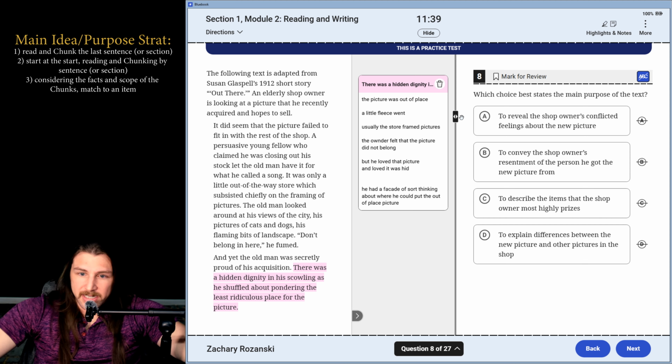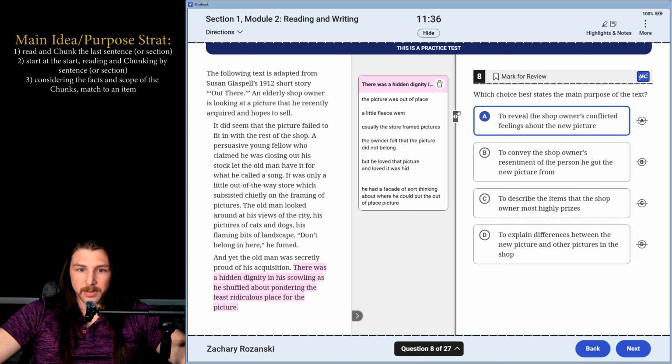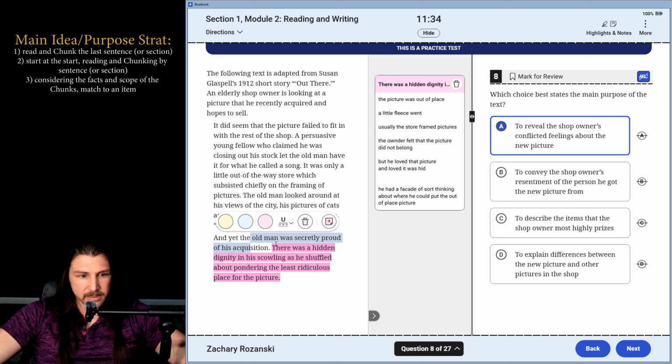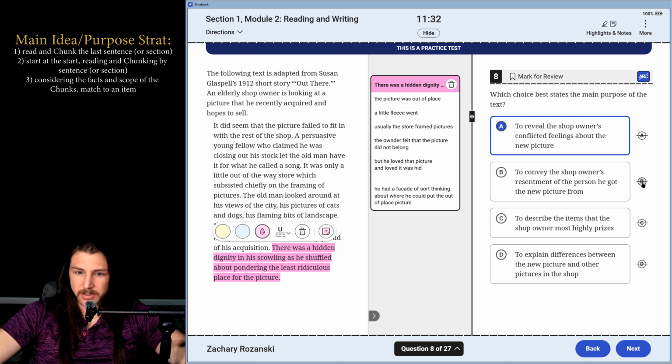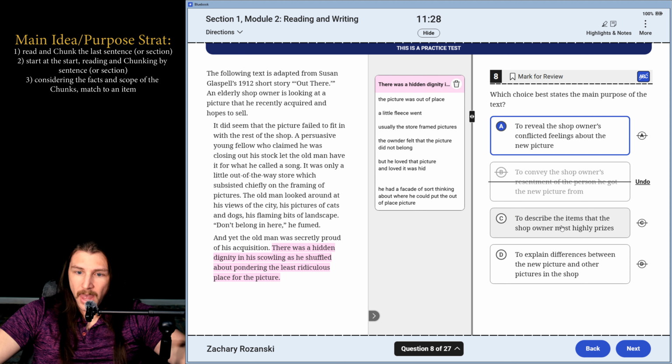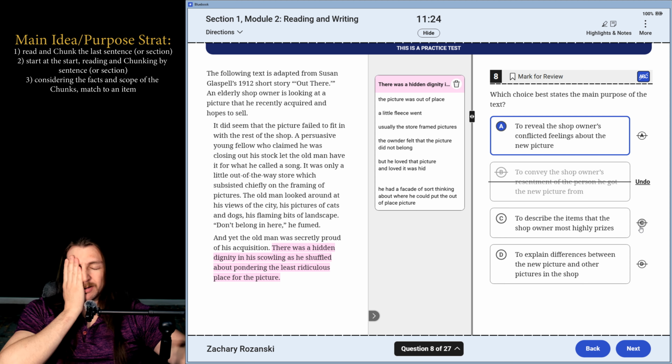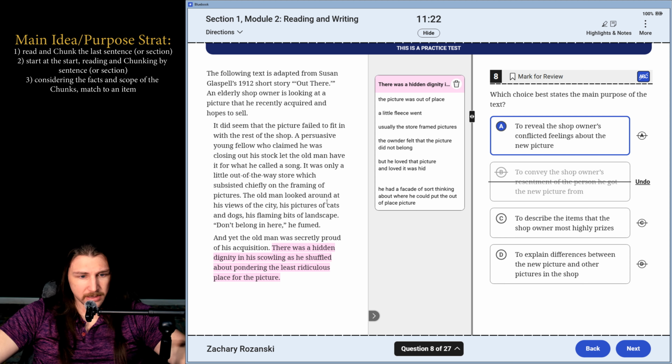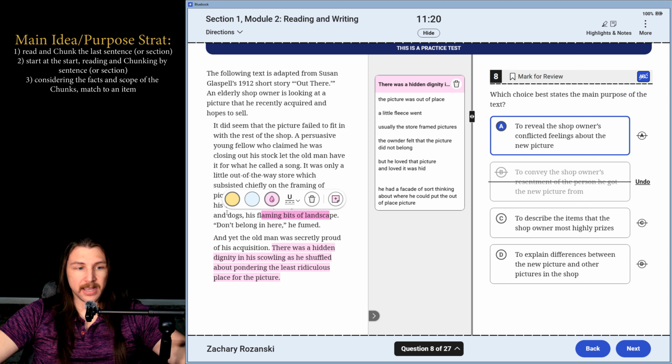What is the main purpose of the text? To reveal the shop owner's conflicted feelings about the picture? Sure, maybe, and yet he was secretly proud of it. To convey the shop owner's resentment to the person? No, he does not hate that person. He's very happy about the picture, and he's very happy that he got it. To describe the items that the shop owner most highly prizes? No, those previous ones seem to be ones that he doesn't care too much about. As he looked around at the cats and dogs, the flaming bits of landscapes, and the views of the city, these paled in comparison to this.